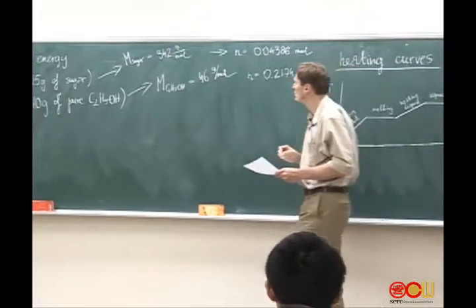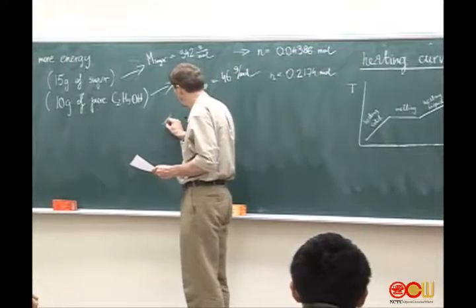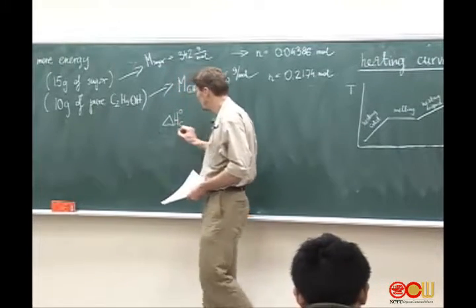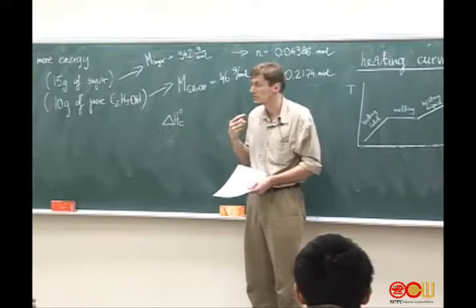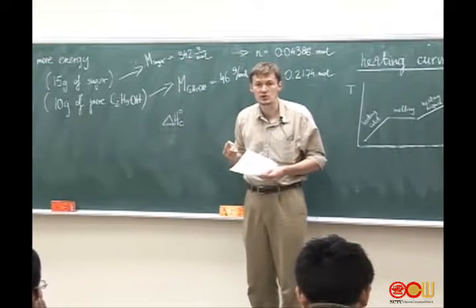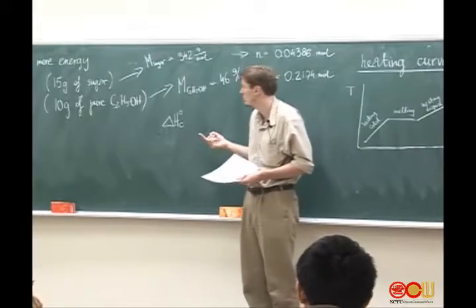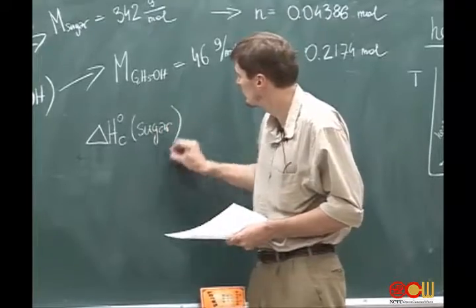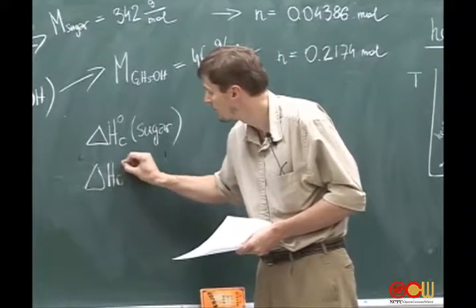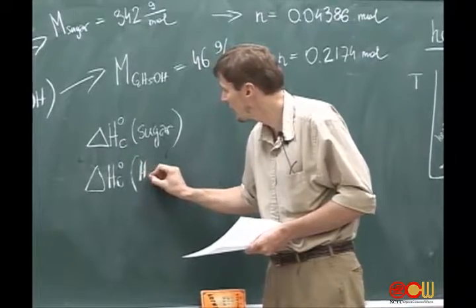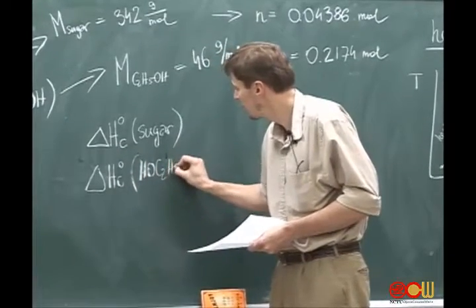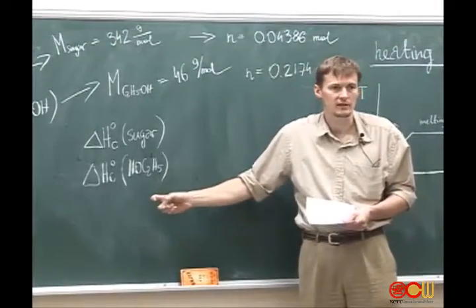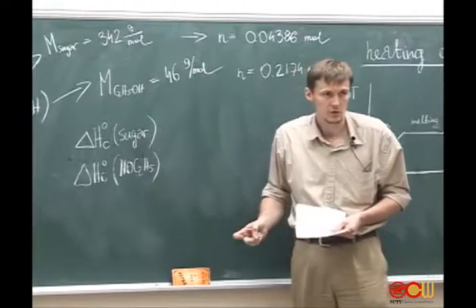Good. Now we need to know the standard enthalpy of combustion. Because what's happening in our body is that sugar and alcohol are combining with oxygen and producing CO2, H2O. That's just combustion. So what is the combustion enthalpy of sugar, and what is the combustion enthalpy of ethanol? As you see, I'm writing HOC2H. It doesn't matter how you write it as far as it's clear what it is.